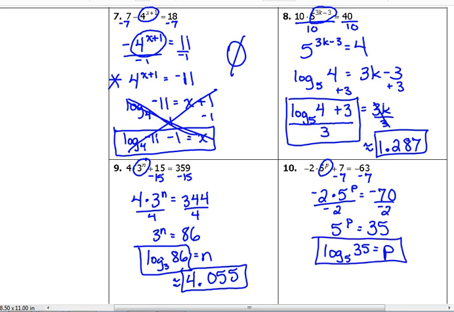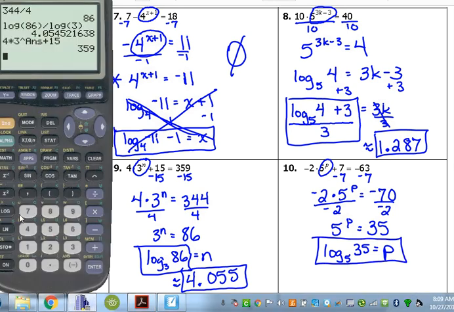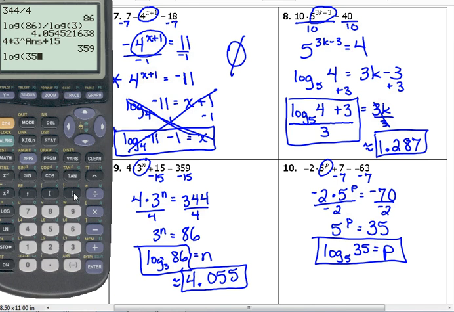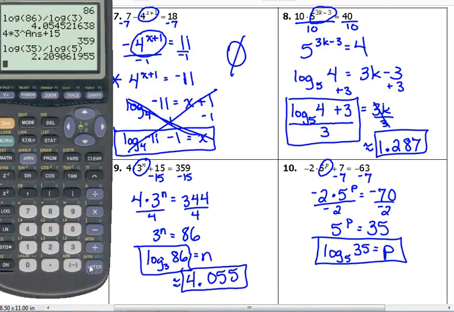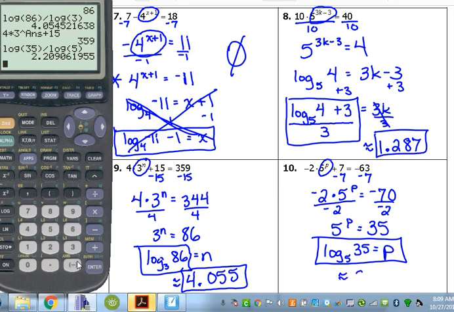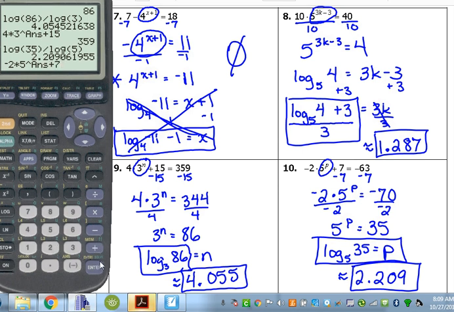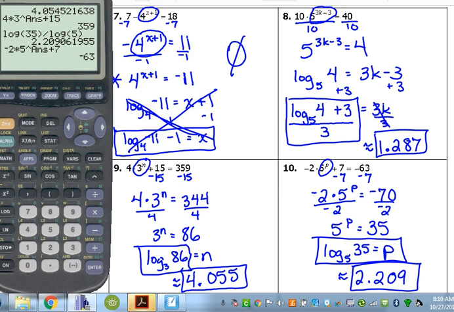That's our exact answer. Let's get our approximate answer. Log 35 divided by the log of 5. Approximately 2.209. Check it. Negative 2 times 5 raised to the answer plus 7. Negative 63.